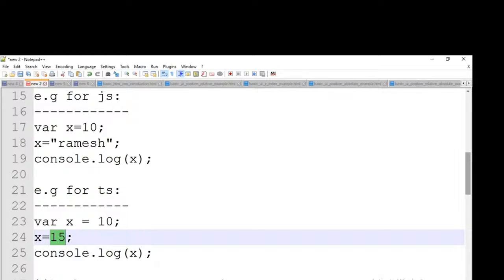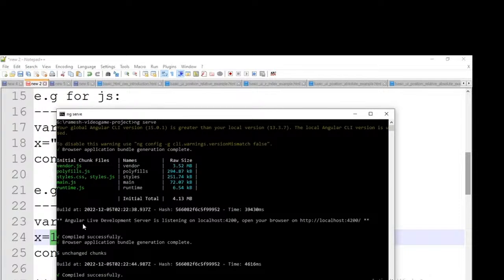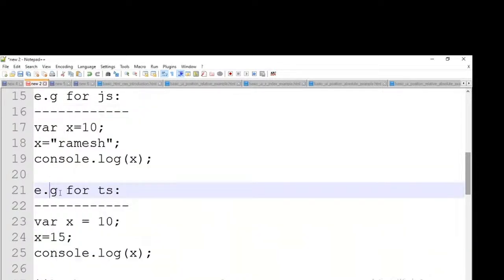Is it clear, everyone? Kindly respond. Yes, sir. Okay, everybody. So this is the first difference.